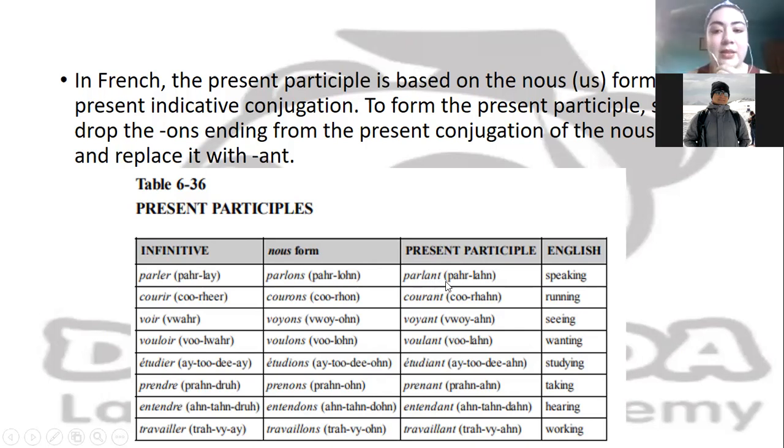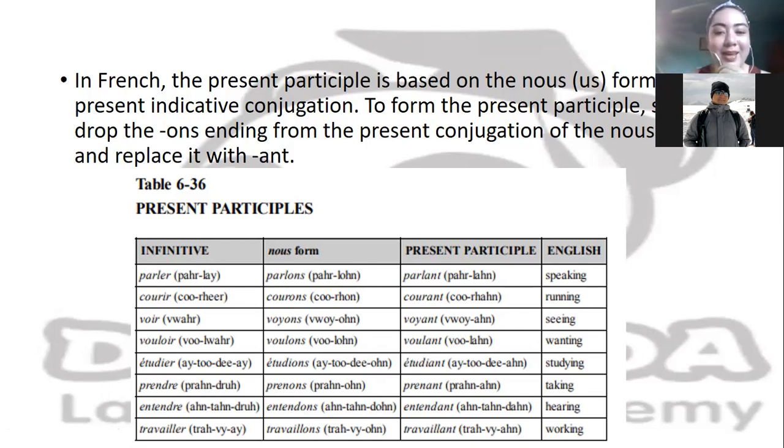ANT. Yes. Okay, another example, running. Infinitive is courir. Yes, its nous form is courons. And its present participle is courant. Yes, kasi yung courons and courant is very different, no? Yung sa courons, parang dinadrop mo yung jaw mo. Well, courant is parang mas mabilog. So, courons and courant.